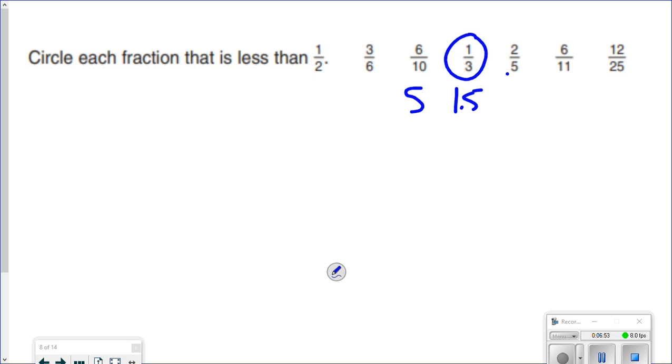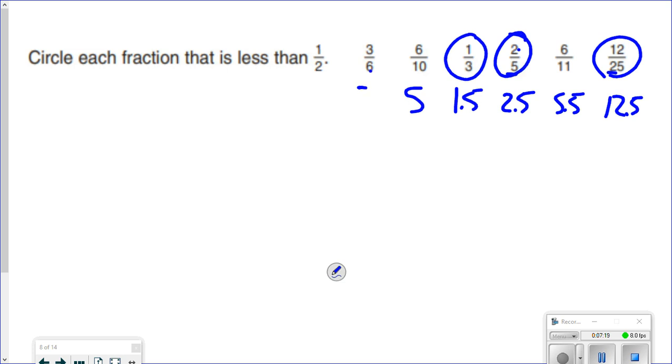2/5. 5 is our denominator. What's half of 5? 2.5 is half of 5. So 2 is less than 2.5. It is. 6/11. What is half of 11? It's 5.5, right? So is 6/11 less than half? It isn't. 12/25. What's half of 25? 12.5. Is 12/25 half or less than half? It is. You see how I solved that? So look here. What's half of 6? It's 3. So is 3/6 less than half? No, it is half. Let's move on.